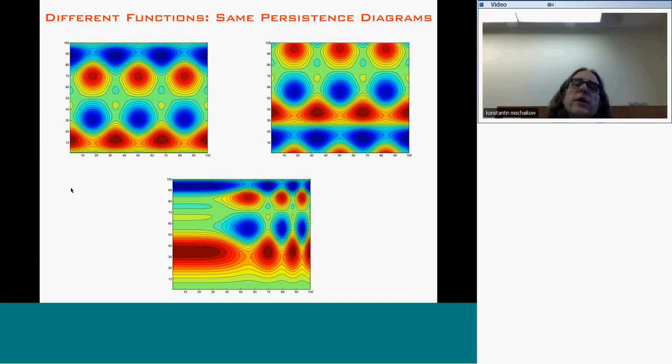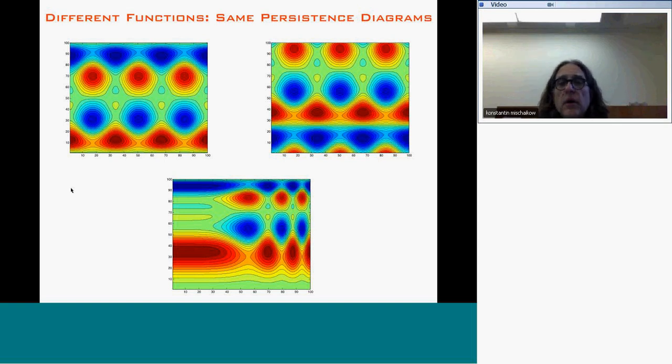One is that very different functions can have the same persistence diagram. So for these three functions, to obtain them, I just rescaled the X and Y variables. They look very different in terms of patterns, but the persistence diagrams are identical. Either a plus or a minus.